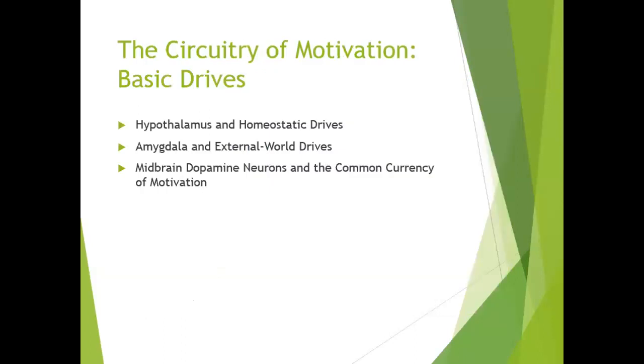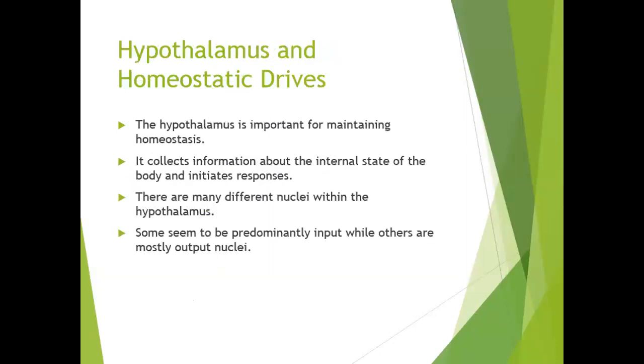The circuitry of motivation consists of three pathways: hypothalamus and homeostatic drives, amygdala and external world drives, and midbrain dopamine neurons, the common currency of motivation. Hypothalamus and homeostatic drives. The hypothalamus is important for maintaining homeostasis. It collects information about the internal state of the body and initiates responses.